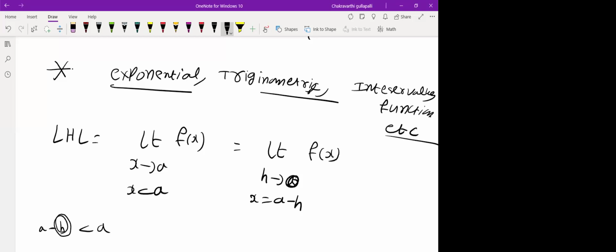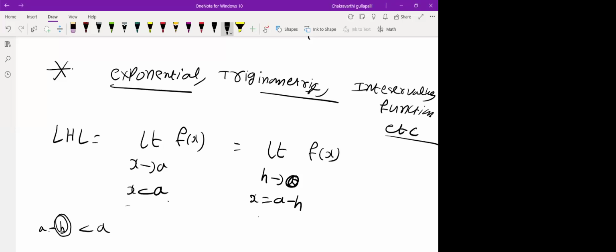So h must be positive. It is positive if it is in the neighborhood of 0, a very, very small positive quantity. Even if you subtract it, it will become less than a. Therefore, less than a means a minus h, greater than a means a plus h. So replace x directly by a minus h.